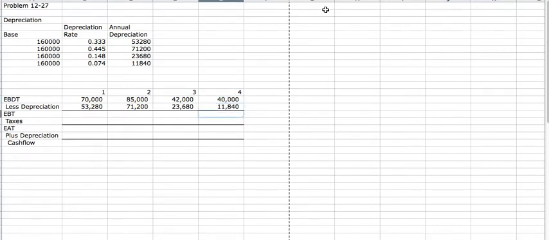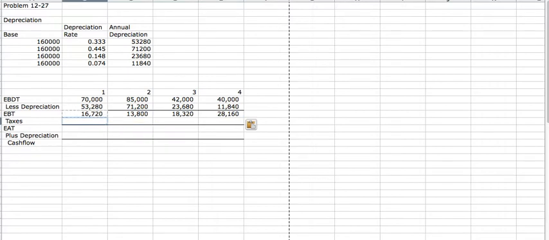So this calculation right here will give us the earnings before taxes so that we can calculate the tax effect on this investment. What we'll want to do is take earnings before depreciation and taxes and subtract depreciation to come up with our taxable earnings, or earnings before taxes. So we'll copy that formula over as well.